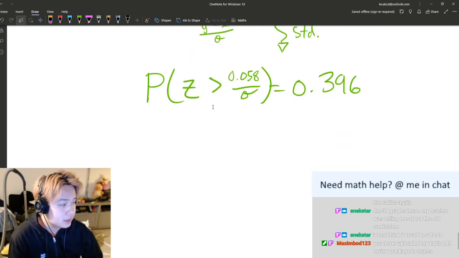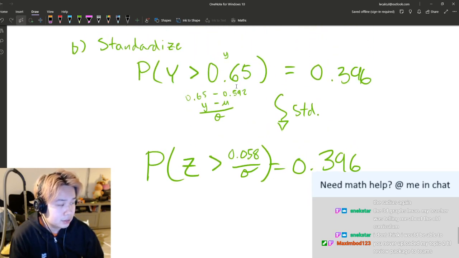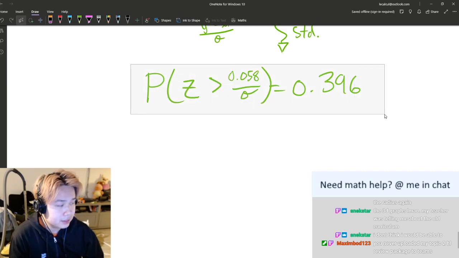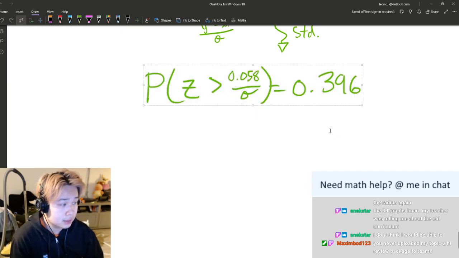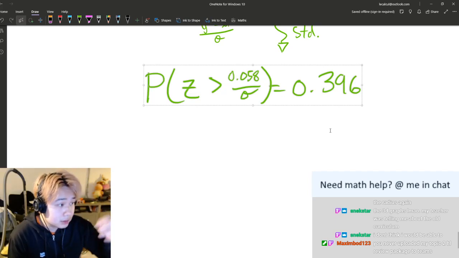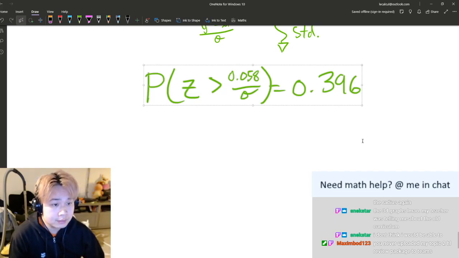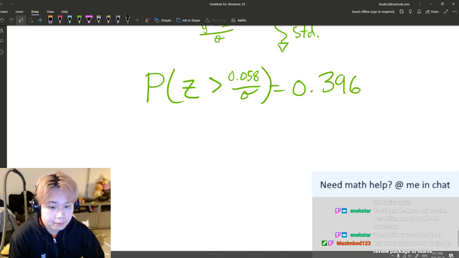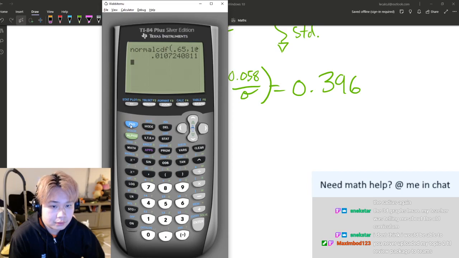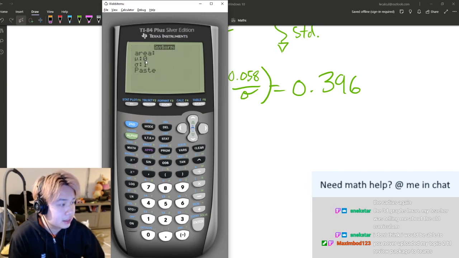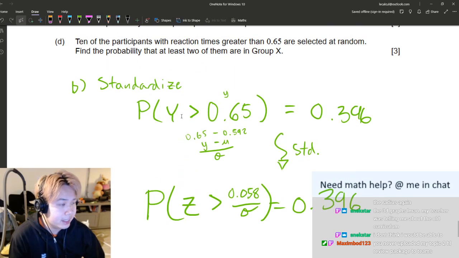Okay, now what's the point of standardizing? When we standardize any normal distribution, the standardized one always has a mean of 0 and a standard deviation of 1. So that's really useful because then we can use inverse functions. If you go to inverse normal, it's going to ask you for the mean and the standard deviation. So as a y variable, we don't even know the standard deviation. That's the whole point of the question. So you can't use inverse normal.